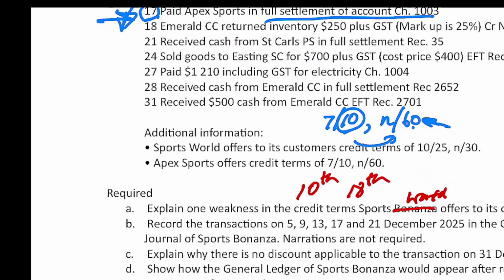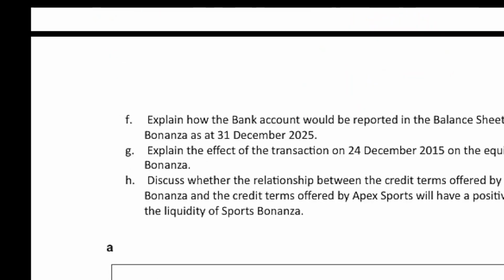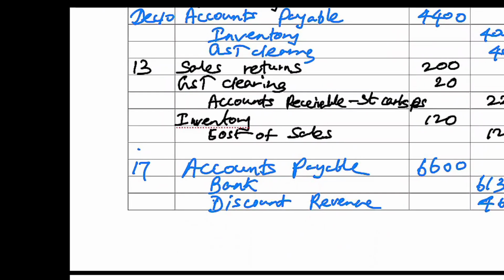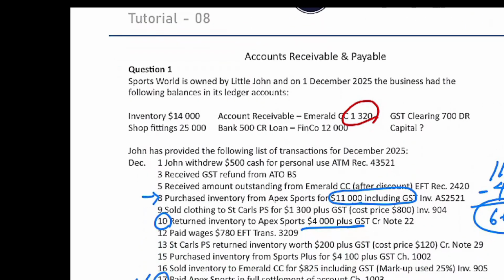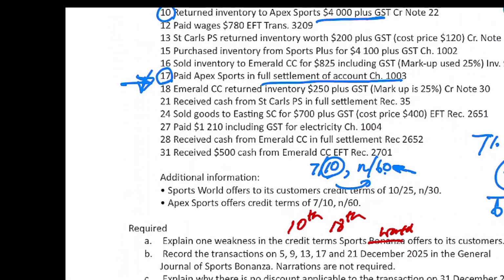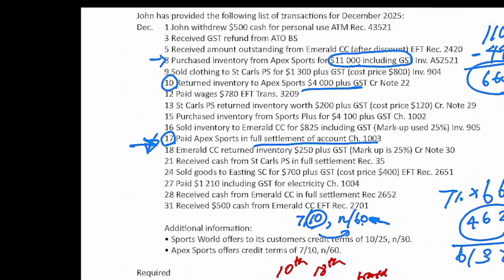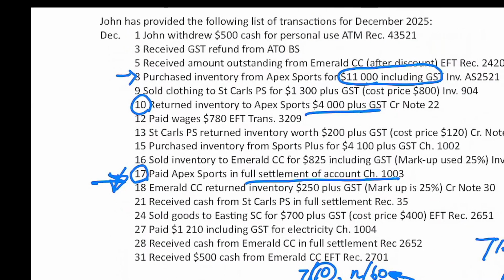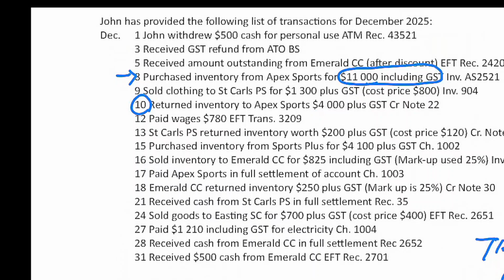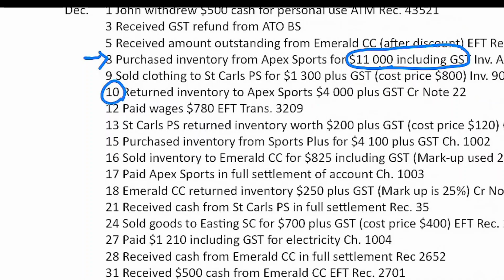Okay, we are done up to the 17th. Any questions up to now? All good? Then let's do the 18th. Now what is going on the 18th? Emerald CC return inventory 250 plus GST.